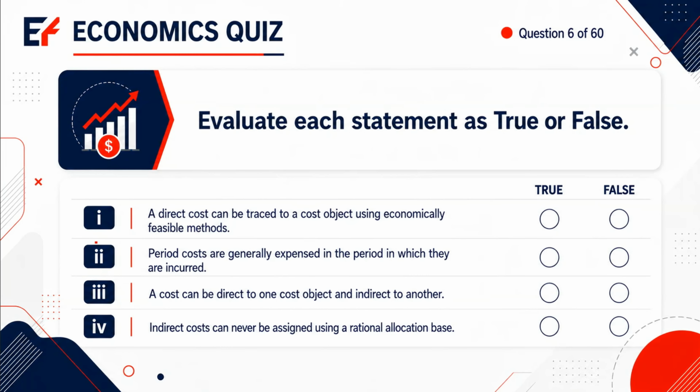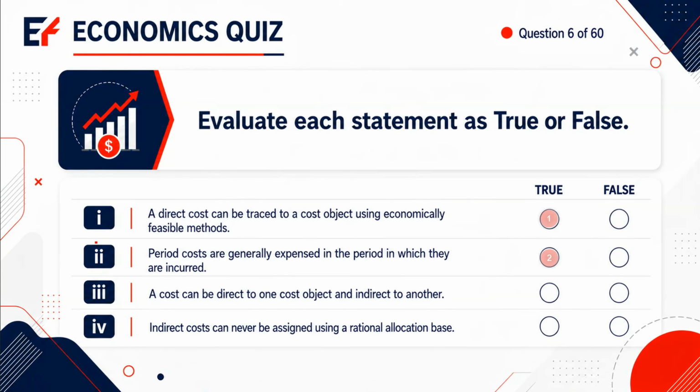Question 6. Evaluate each statement as true or false. A direct cost can be traced to a cost object using economically feasible methods. The correct answer is true. Period costs are generally expensed in the period in which they are incurred. The correct answer is true.